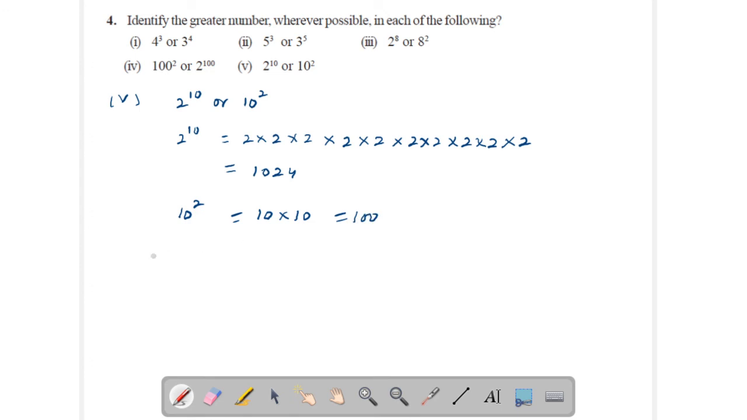What we observe, since 1024 is greater than 100, therefore we can say that 2 raised power 10 is greater than 10 raised power 2. This is your answer.